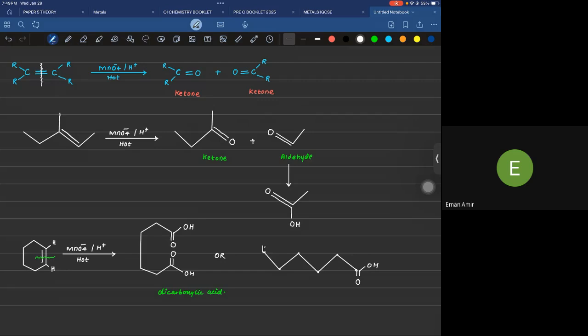In the first, there is carboxylic acid. Simple. So dicarboxylic acid would be formed. It's up to you, no problem. But the thing is that the ring would break down, because the ring had a double bond. When you provide hot KMnO₄, the ring would break down, and finally dicarboxylic acid would be formed. Easy, no problem. Yes, any question?